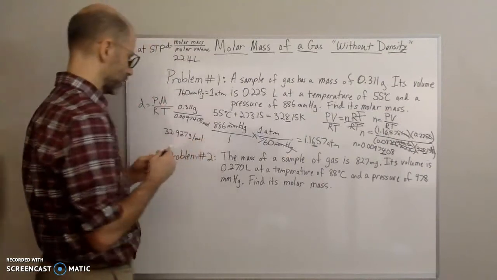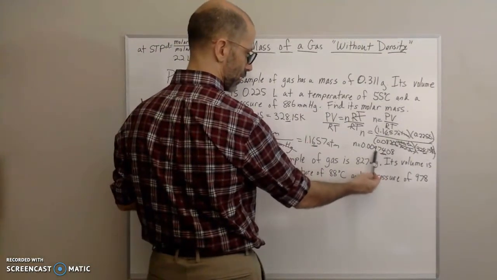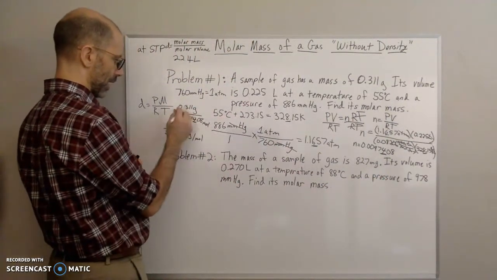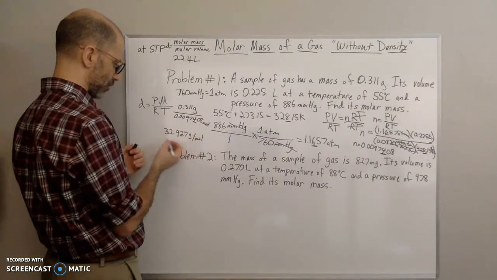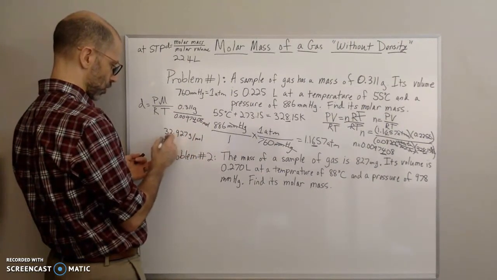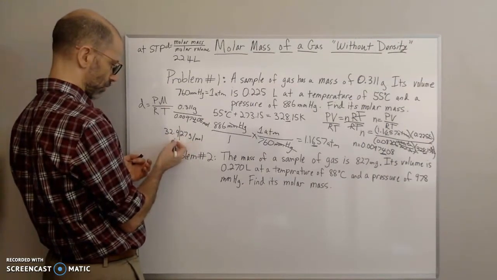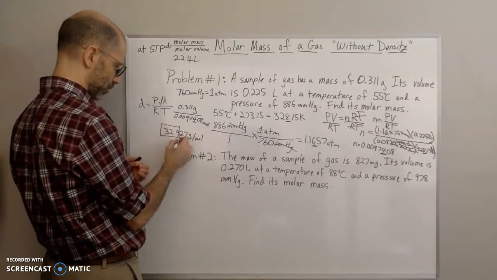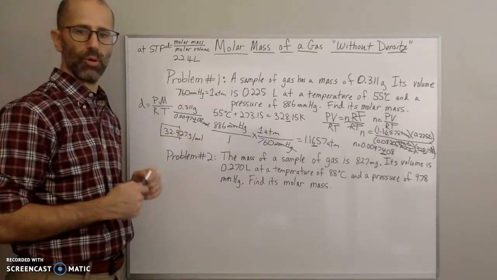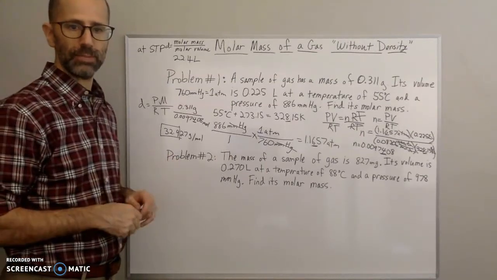So now let me check my sig figs. Here I was only allowed 3 sig figs, so I'm only allowed up to there. And I have 3 sig figs here, so my answer can only have 3 sig figs because that's the least number of sig figs. So 1, 2, 3. So I cut it off after the 9. This is a 2, so I don't have to round. So the answer is 32.9 grams per mole. Okay, I hope that was helpful. Let's do the next problem.